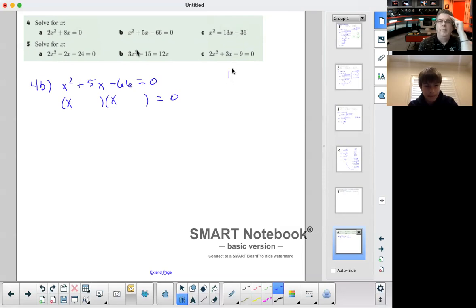So for FOIL, F-O-I-L, the first gives me the x squared, right? The last is the negative 66, yes? Or we'll just say 66 for now.